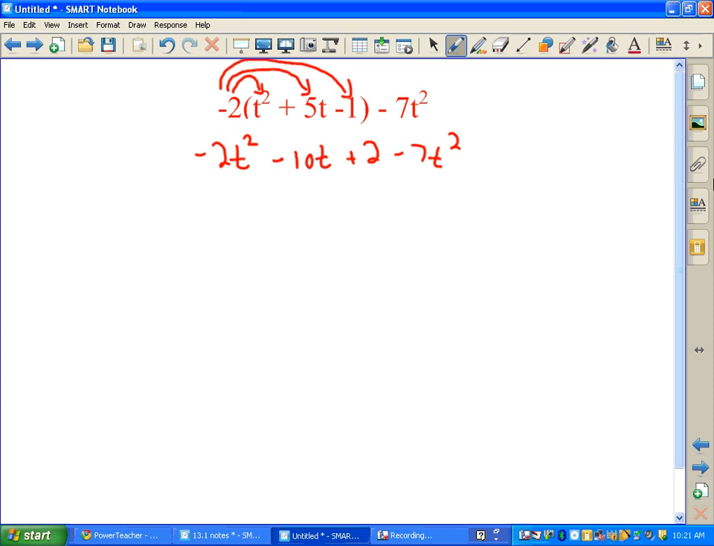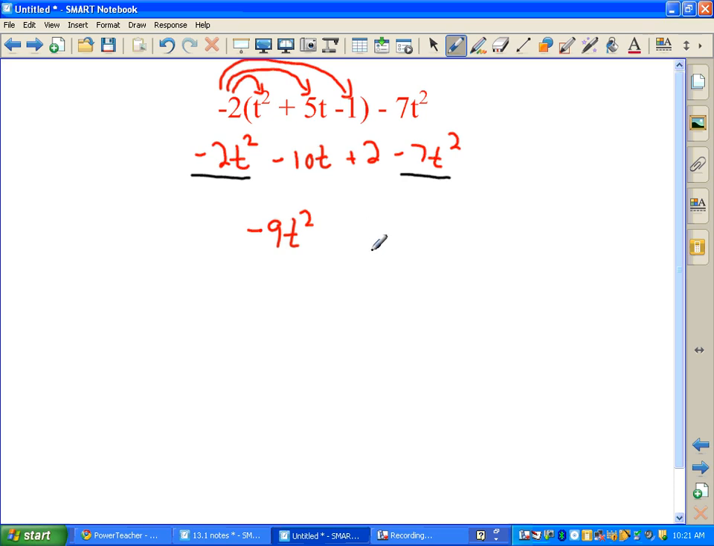Now I just look and see if there's any like terms I can combine, which I see I have a negative 2t squared and a negative 7t squared. So those can be combined. And that is the highest exponent. So when I put it in standard form, I'll write those first. Negative 2 minus 7 is negative 9 t squareds. And again, I don't have any other like terms. Neither of these have a squared. They're not the same as each other.